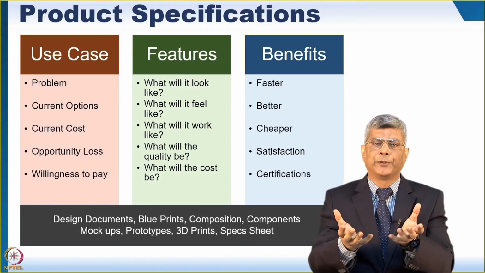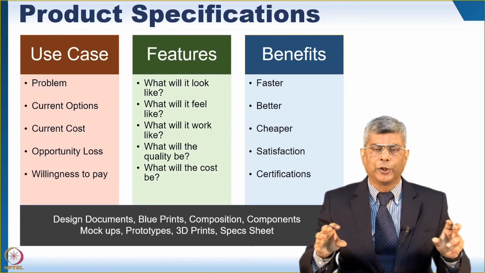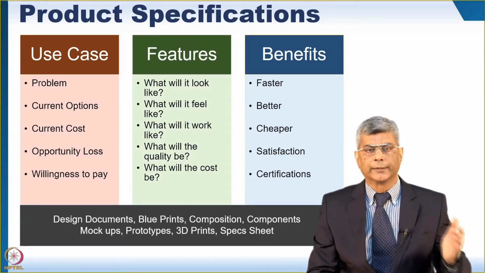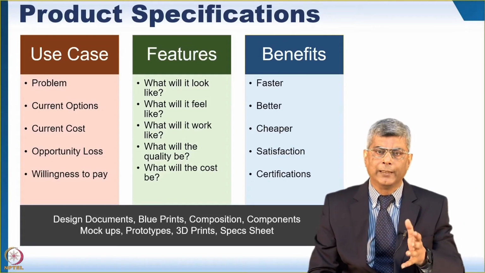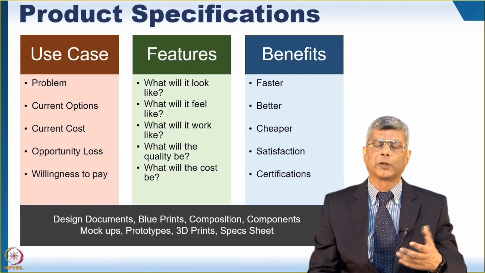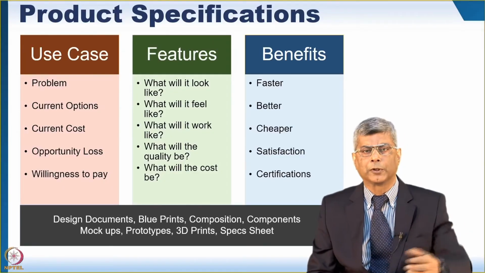And all of this is captured in what are called design documents. So if you go to a plant, the workers need to know exactly what the product is all about. Because in a big plant, there may be 1,000 workers, or 5,000 workers, or 10,000 workers.